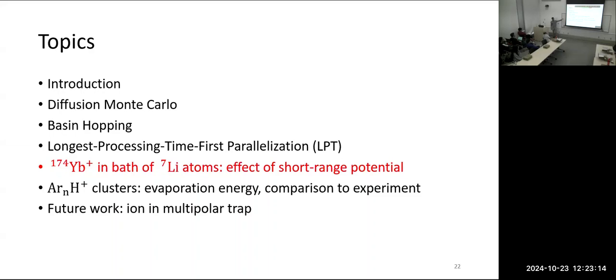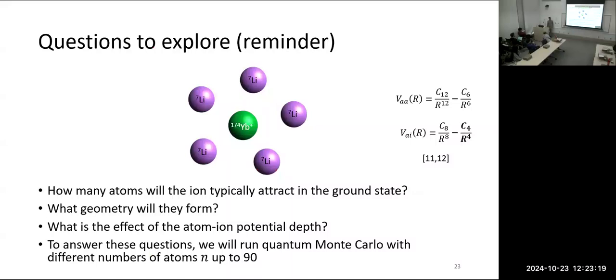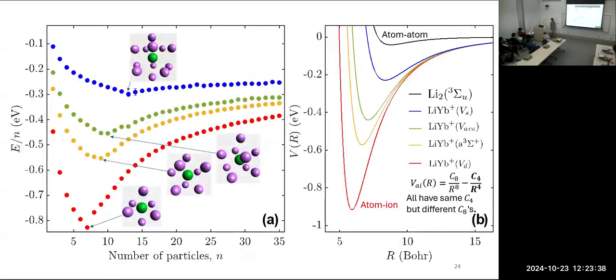And now I'm going to talk about the system that I'll be exploring and the results that I found. So just as a reminder, the system I'm exploring is a ytterbium positive ion surrounded by a bath of neutral lithium atoms. And I'll be exploring basically what the ground state geometries are for different numbers of atoms. And the results of that are shown here. So there's a lot to unpack in this plot. Basically, on the x-axis, I have the number of particles, and on the y-axis, I have the total ground state energy divided by the number of particles.